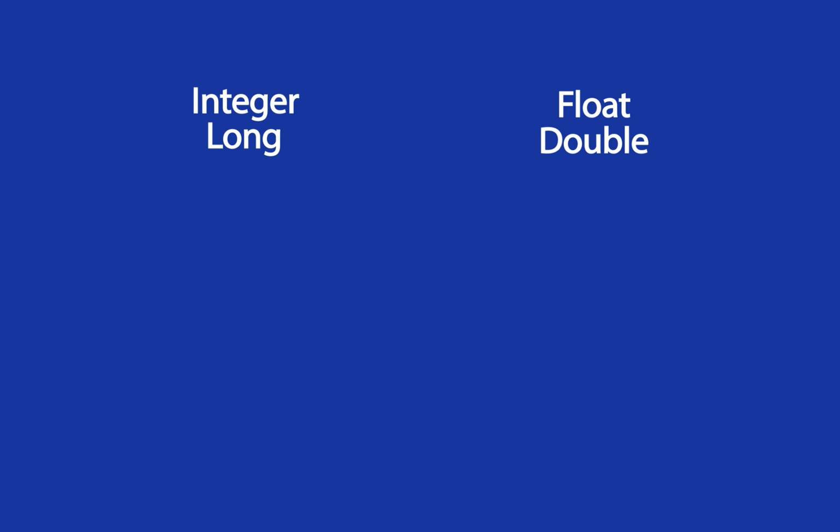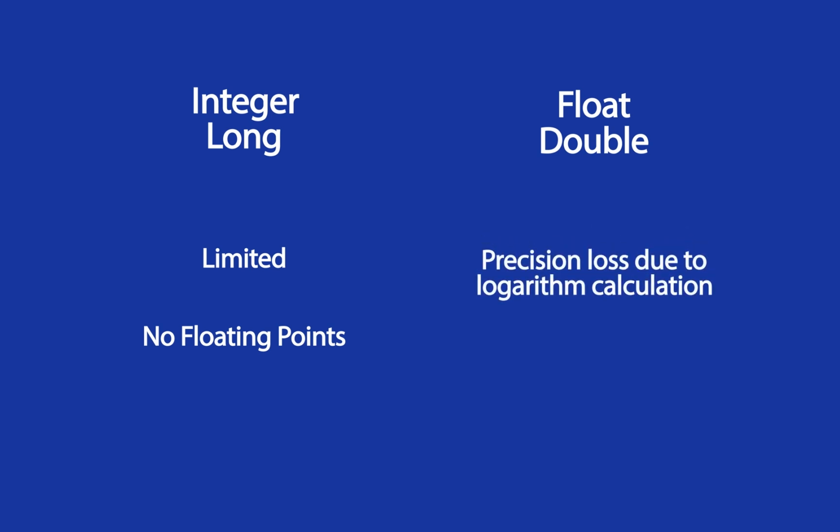So let's take a look at integer and long first of all. Integer and long are more limited than float and double and can have smaller values. Also, they cannot store floating points, so only full numbers can be stored in integer and long. Float and double can store floating points, but we have some precision loss in the actual number because they are created with logarithm calculation. And due to the calculation, they are a little bit slower than int and long.